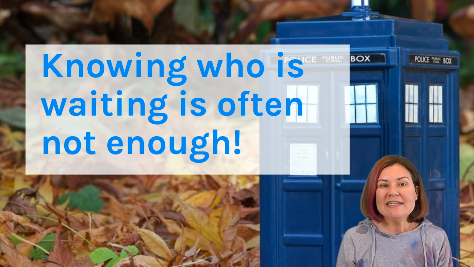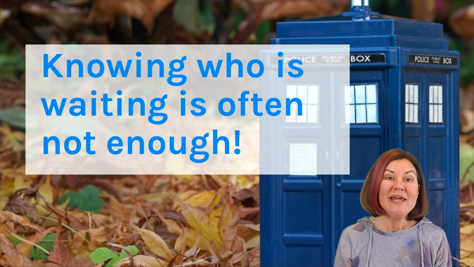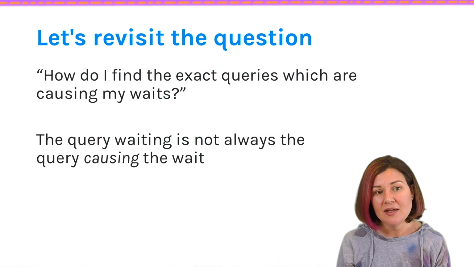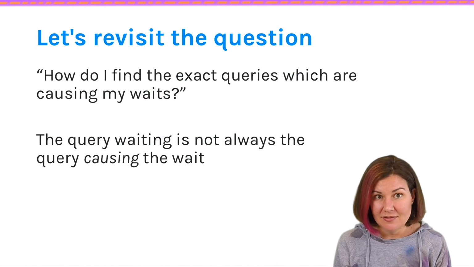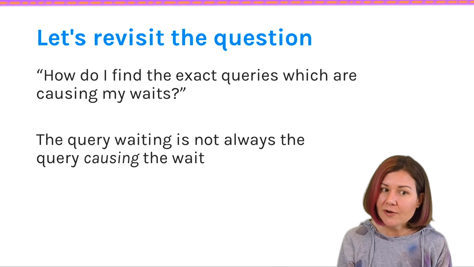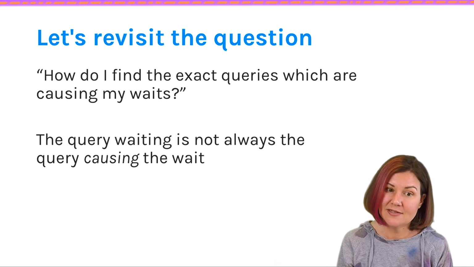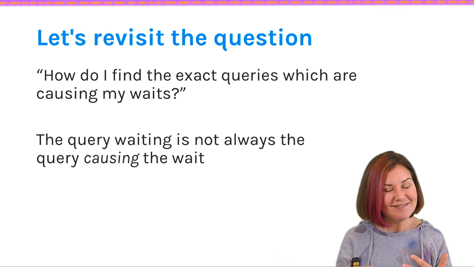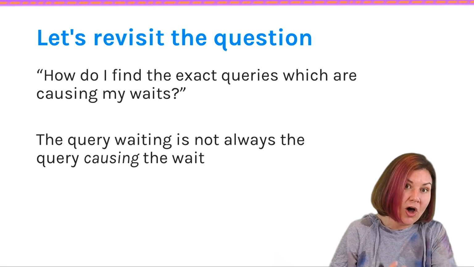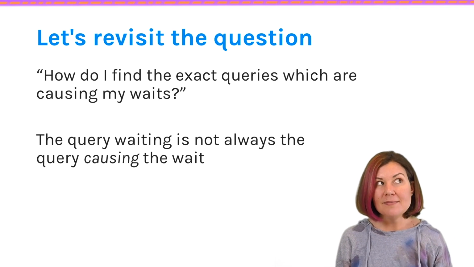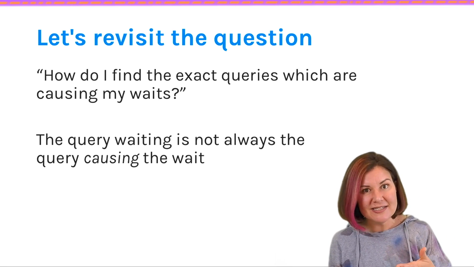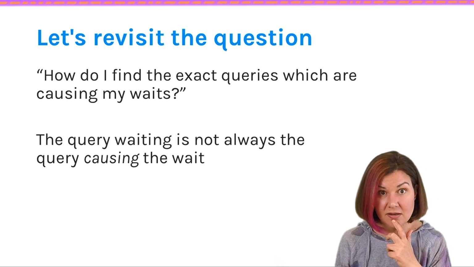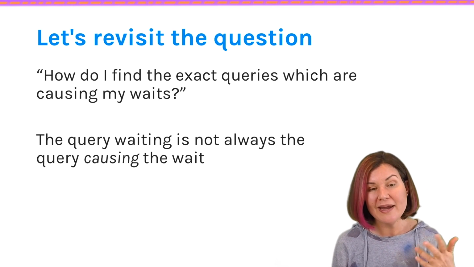One of the other tricky things about this is that knowing who is doing the waiting is often not enough. Revisiting the question: how do I find the queries which are causing my waits? Well, the query that has the wait type on it is not always the query that is causing the wait. It may be the innocent bystander who is suffering a wait that was caused by a different query. And that different query, maybe it had a wait, maybe it didn't.